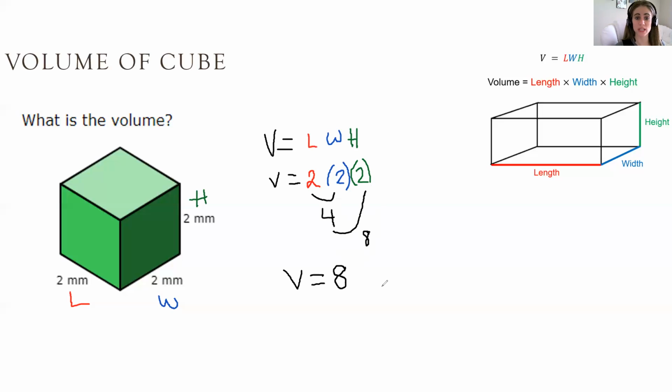Let's go ahead and make sure we label this though. Notice that our units in this case are millimeters. And because we're dealing with volume, we are multiplying 3 different sides. Our label is always cubed with volume. The volume of this cube is 8 millimeters cubed.